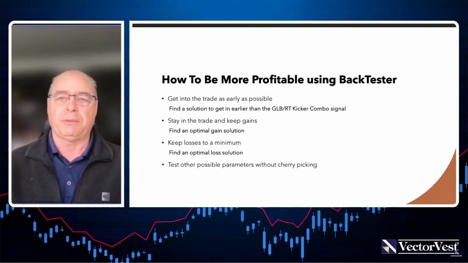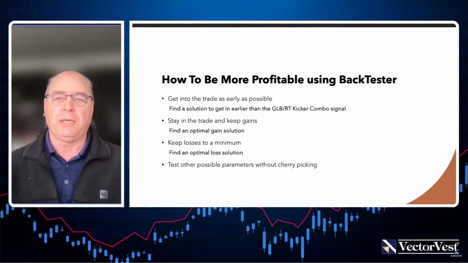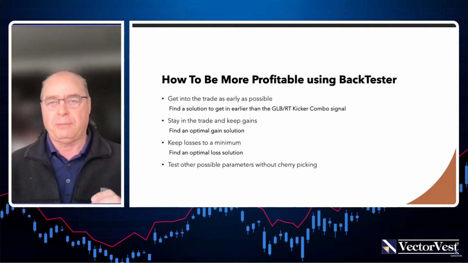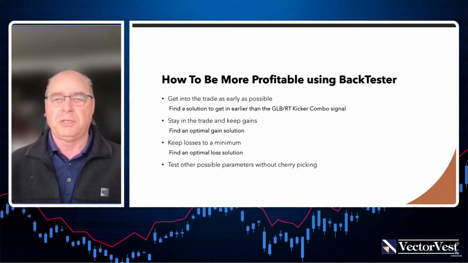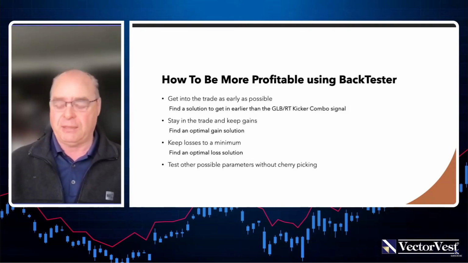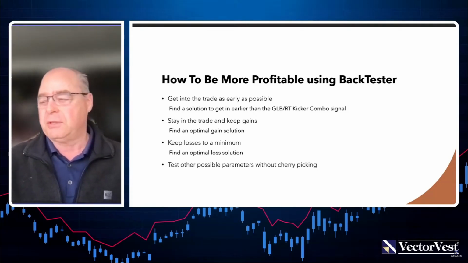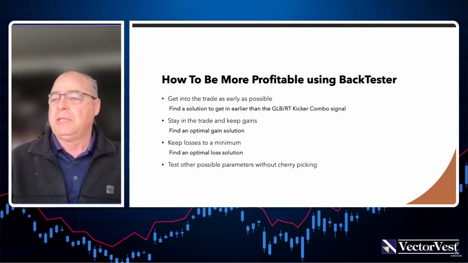And then other possible parameters without cherry picking. And by that, I mean not adjusting a parameter by 0.01, for example, which got me out of one trade over 10 years that had a 20% loss. That's not the way to backtest. Okay, so I don't cherry pick that way.